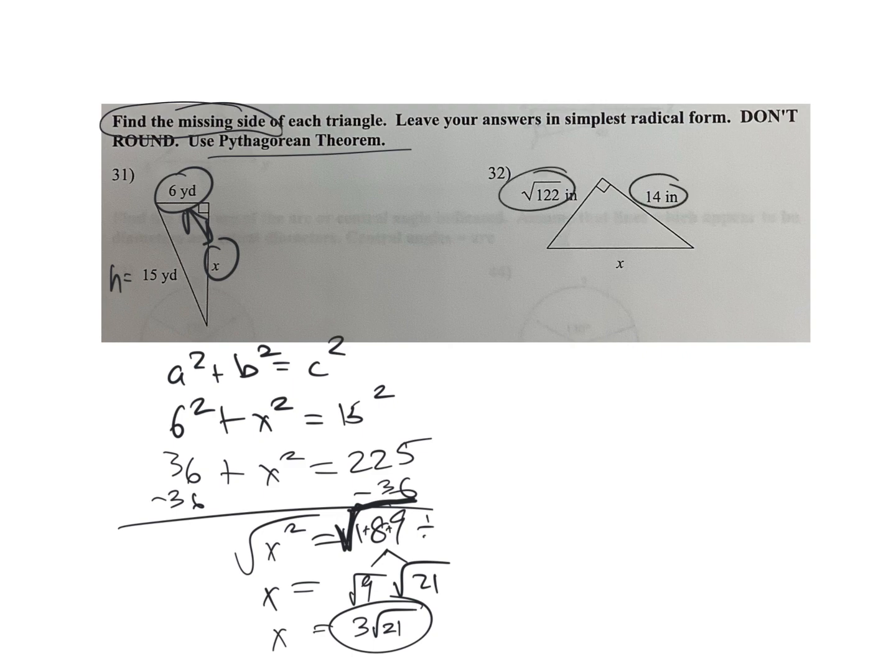Again, these are your two legs. This is your hypotenuse. 12 squared is 122 plus 14 squared. It's 196. 14 squared, losing it. 196 equals your hypotenuse squared. So 122 plus 196 is 318.